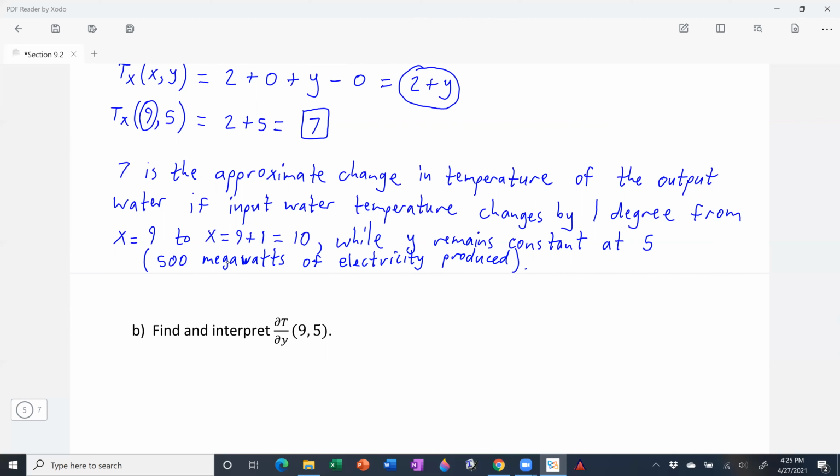So that is the interpretation. And I think I'll put a degree symbol on there. 7 degrees is the approximate change in temperature of the output water if input water temperature changes by 1 degree from X equals 9 to X equals 9 plus 1 equals 10, while we leave the power plant energy production constant at 500 megawatts. Okay? So it's like we've got this water increase being dumped in there. 7 degrees is the overall change after it passes the power plant. All right, so a little bit tricky there.